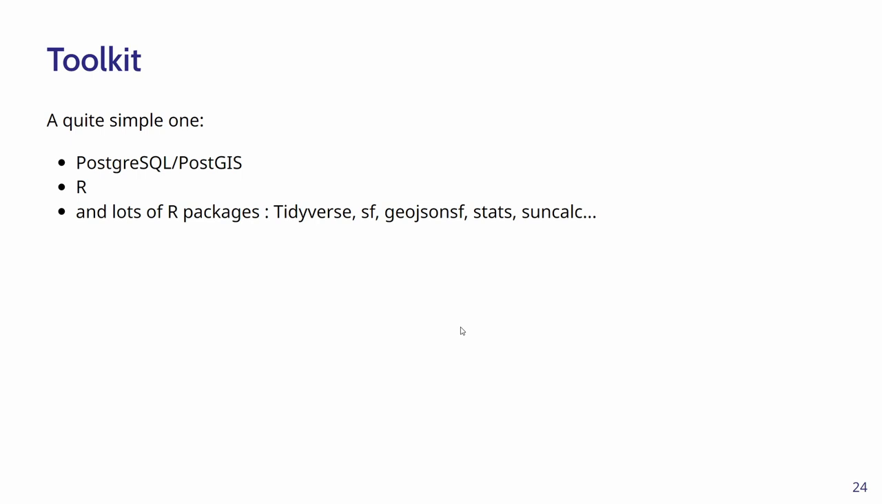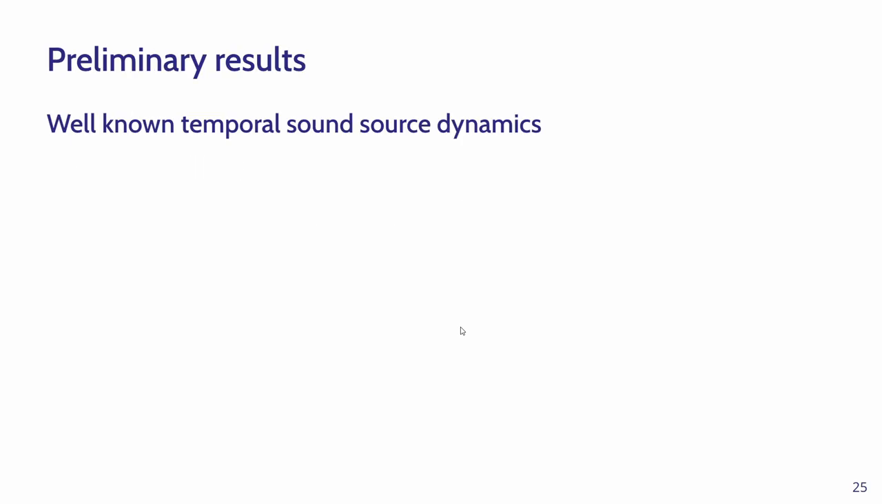Because we use a lot of R packages, we use the tidyverse, which is already a meta package from several packages. We use sf, geosphere, stats, and suncalc for sunset and sunrise calculation. The complexity is hidden by the R packages.